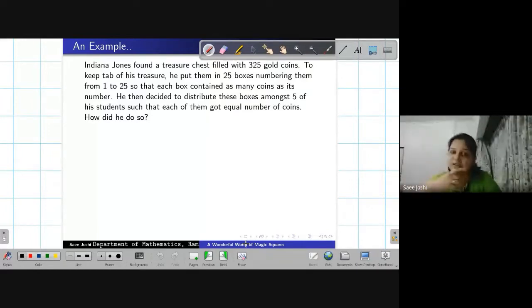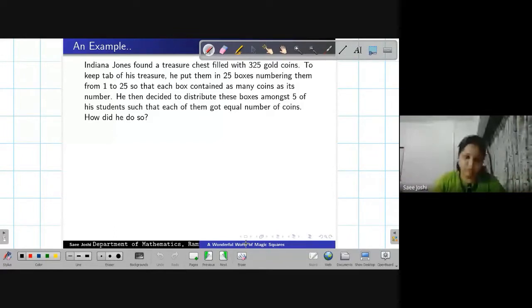Later on, he decides to distribute these boxes among 5 of his students such that each of them will get an equal number of coins. Equal number of coins means 325 divided by 5, which turns out to be 65. So each student should get 65 coins. He has to distribute these boxes so that all 5 students get 65 coins each. So how will he distribute these boxes?